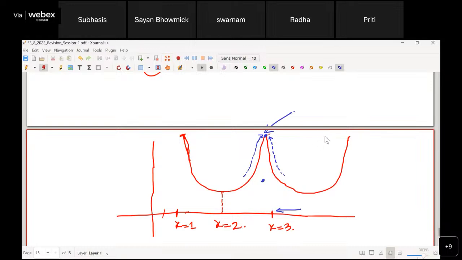And suppose the value of the function is at that point, then the function is continuous. Correct or not? Yes, it is.